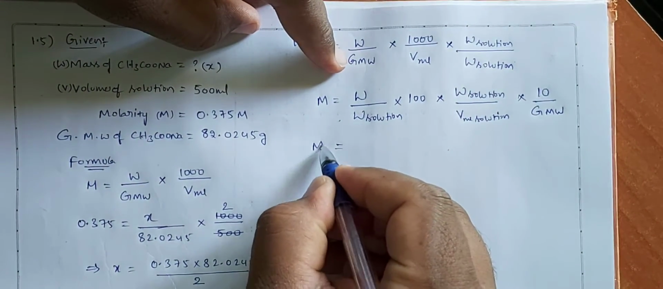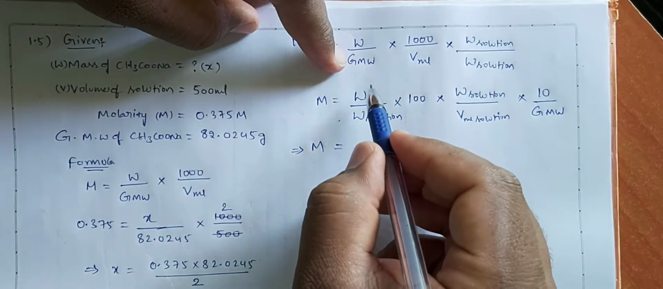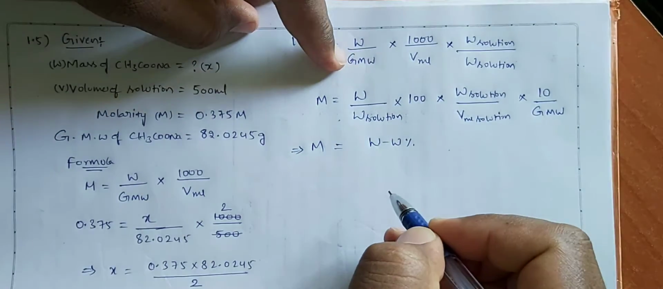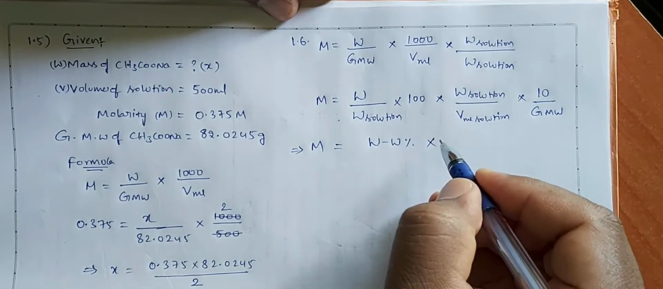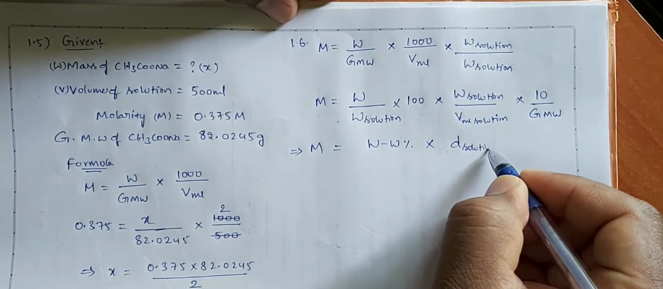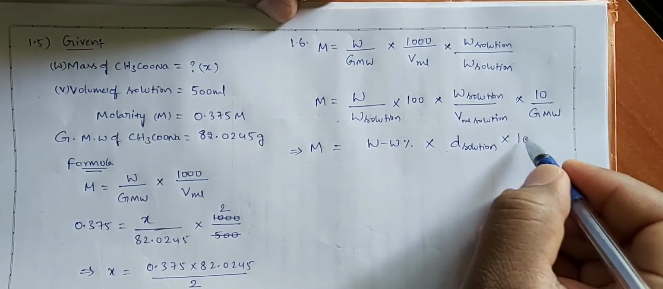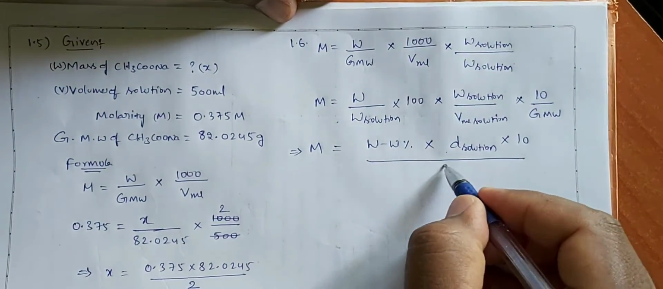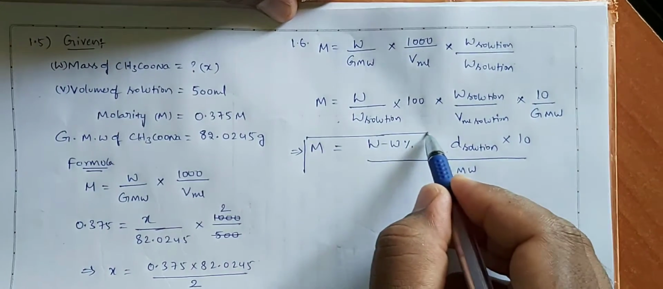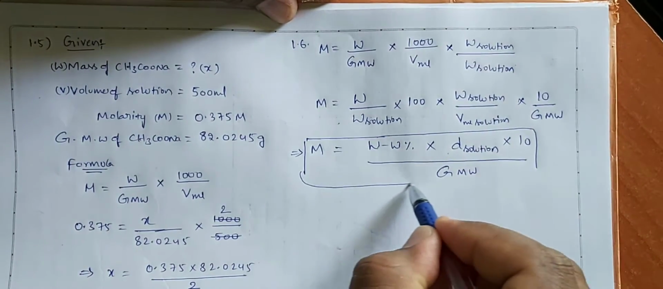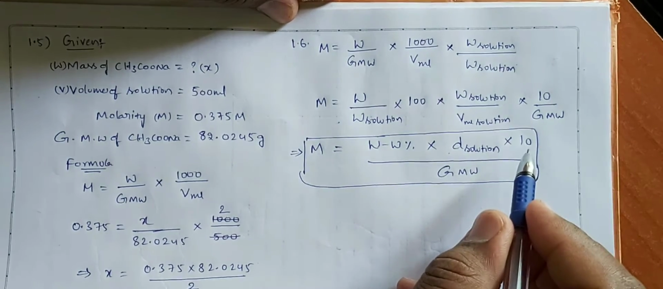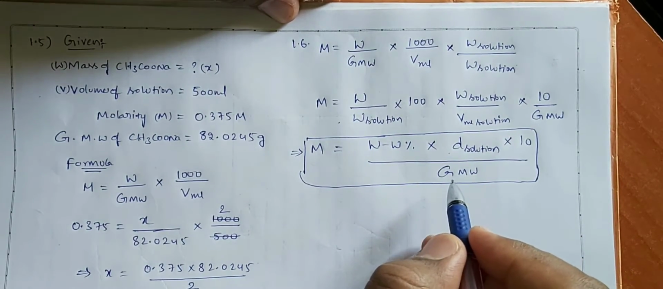This is equal to molarity. Implies molarity is equal to weight of solute by weight of solution into 100, which is written as W percentage. That means weight percentage into weight of solution by volume of solution, which is nothing but density of solution, into 10, whole divided by gram molecular weight of solute. So our formula related to our problem 1.6 is: molarity is equal to weight percentage into density of solution into 10 divided by gram molecular weight of solute.